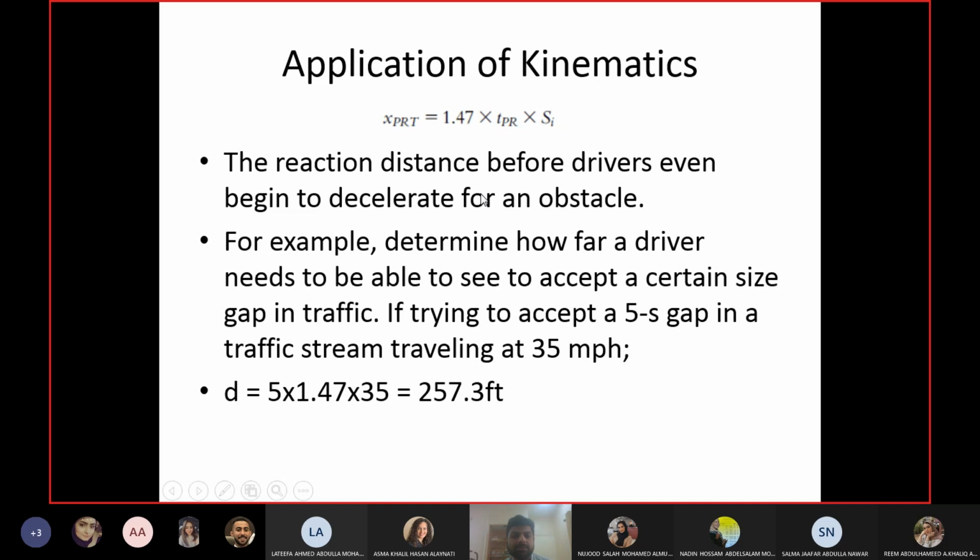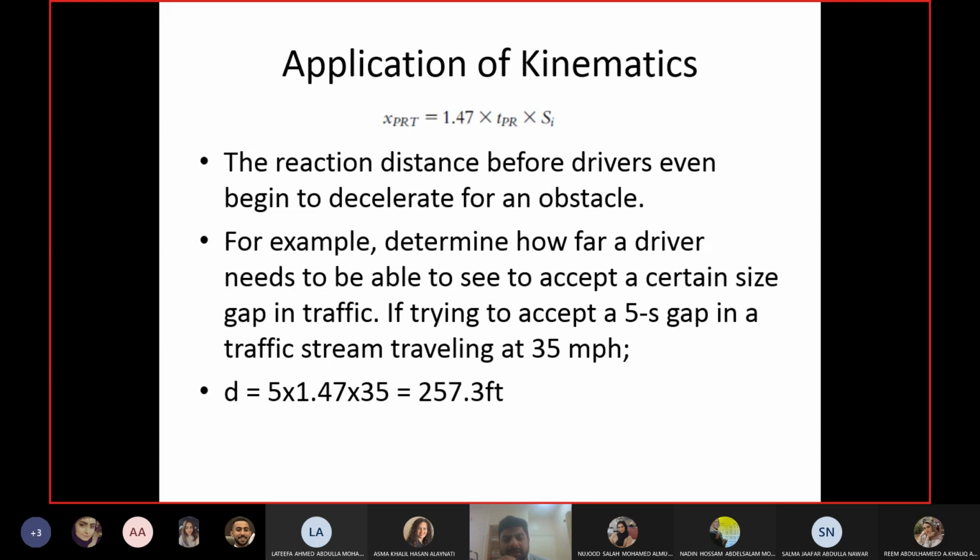We call it the perception reaction distance. The time taken by the driver to decide whether he should decelerate or not is the perception reaction time. So x_PRT equals s times t, speed times time, and then we have 1.47, which is the conversion factor, because speed should be in miles per hour, time in seconds, and x in feet. If you want to find out how far a driver will be able to see an object before they can accept a certain size of gap in the traffic, then you can apply the concept of perception reaction time here.